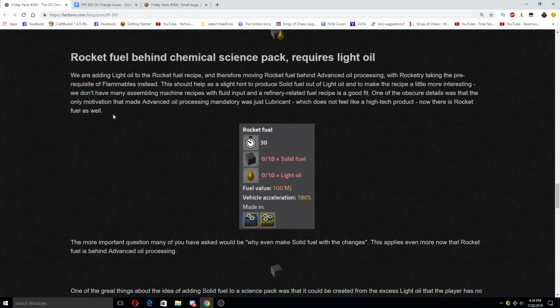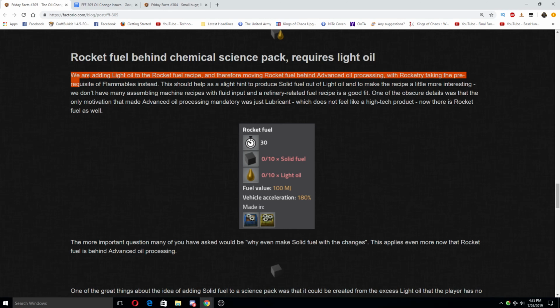And while we're on the subject of fluid mechanics, let's talk about megabases. Megabases have to be UPS efficient. If you're building big enough, you need to consider UPS. With basic oil processing now only outputting petroleum gas, there is no reason to use advanced oil processing for anything other than the little bit of lubricant you'll need. And the solid fuel, obviously. But advanced oil processing now will not be used in megabases.